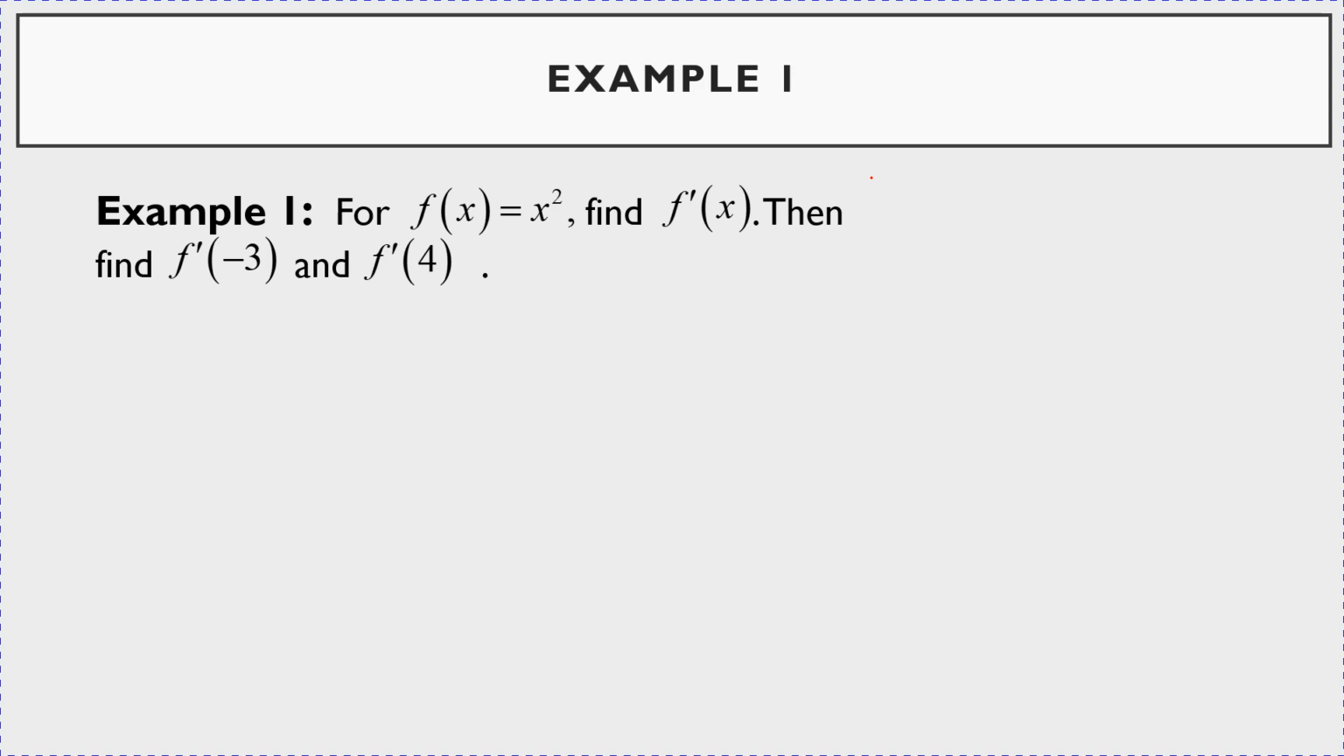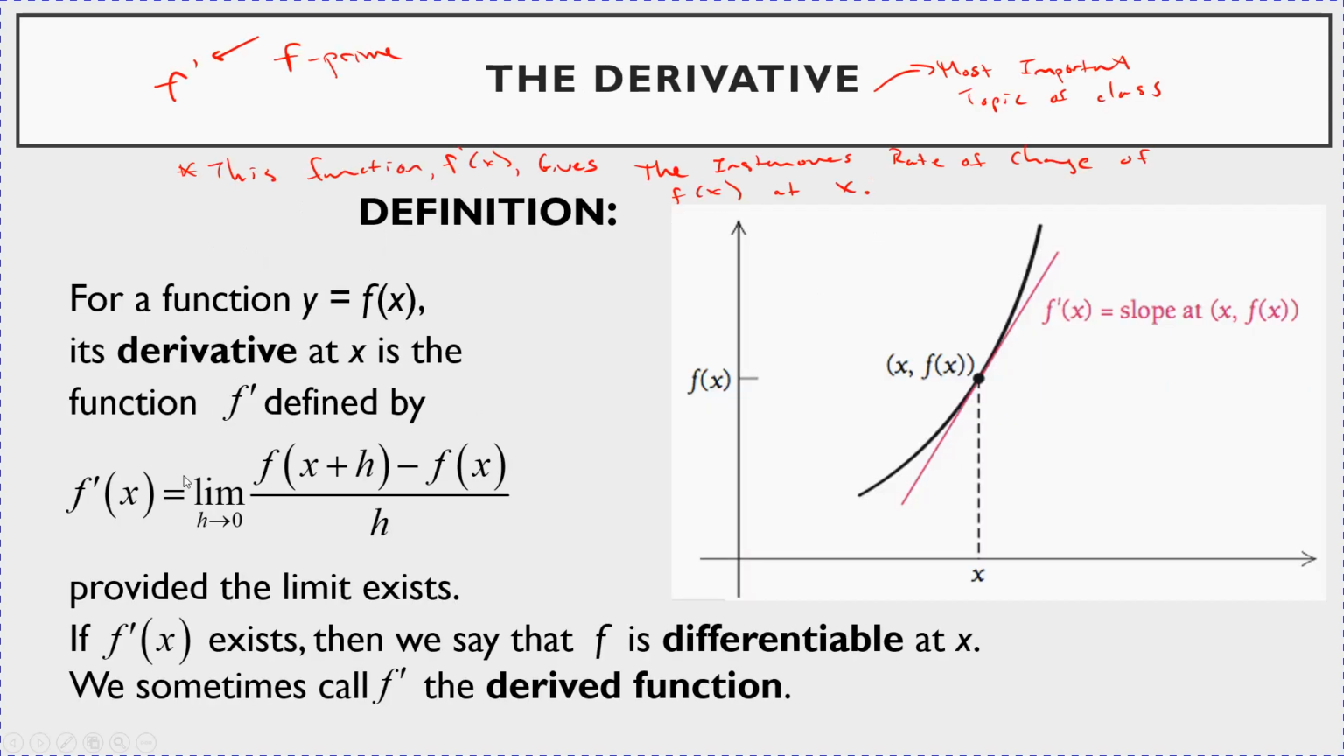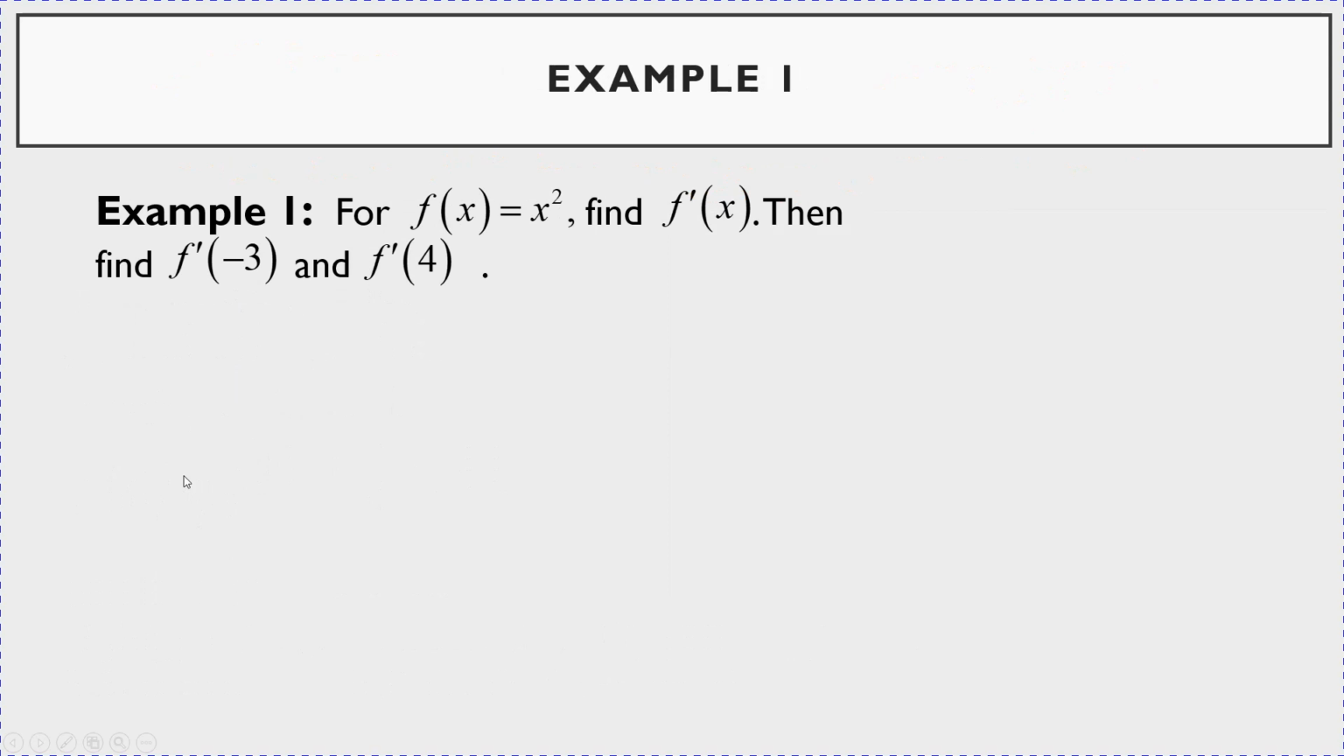So I've got this function, f of x is equal to x squared. And I want to find f prime of x. So I want to find this derivative function. And then I want to evaluate it at two values, -3 and 3. Okay. So how do we find f prime of x, this derivative function?